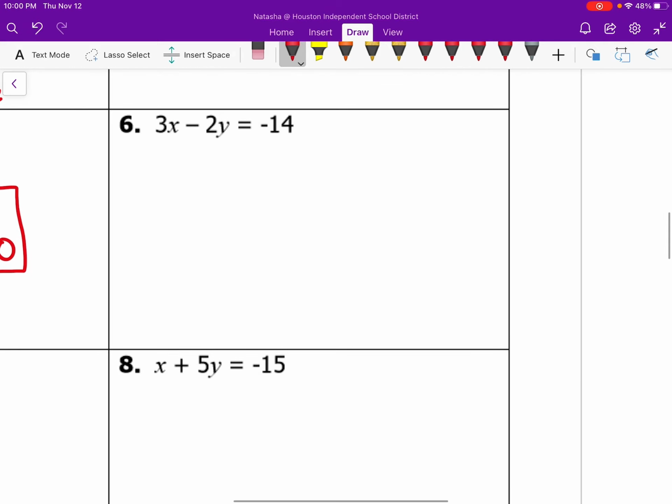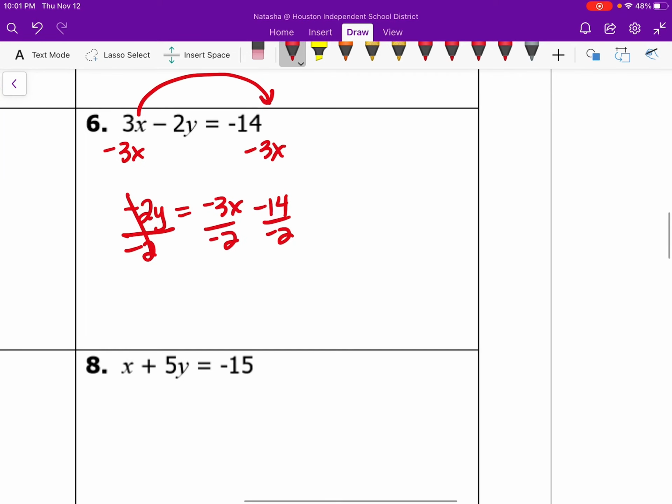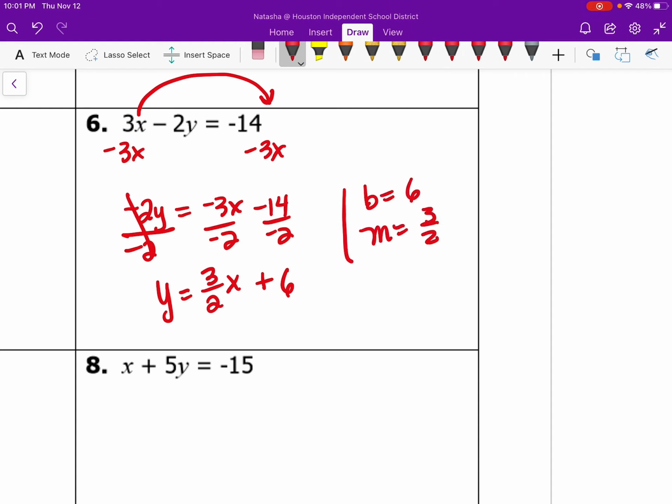All right, and now let's try number 6. I'm going to move the 3x over, so subtract 3x. This becomes negative 2y is equal to negative 3x minus 14. Hopefully at this point you're starting to get faster at this. We're going to divide by negative 2. That's going to cancel. So this is going to give me y is equal to, now again, we have a negative divided by a negative, which will give us a positive. So that will give me 3 halves x plus 14 divided by 2 is 7. So that's going to give me a b of equal to 7 and an m of equal to 3 halves.